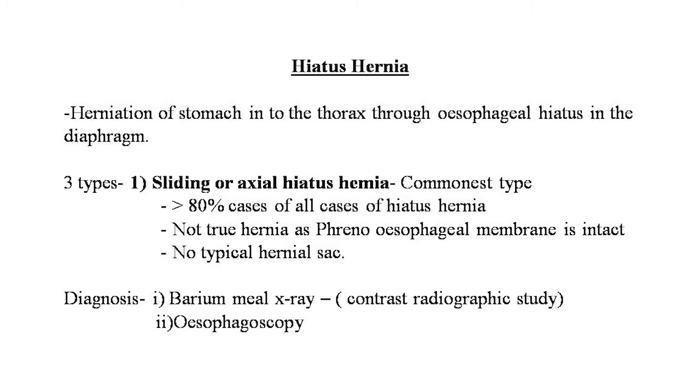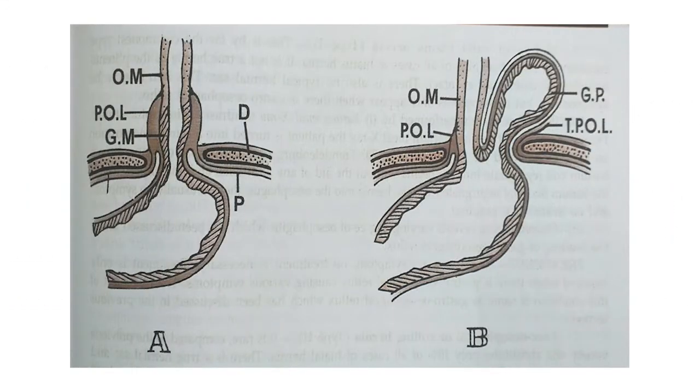How would it be diagnosed? Diagnosed by barium meal X-ray, by contrast radiographic study and by esophagoscopy. Now the diagram. Diagram A shows the sliding hernia in the diaphragm, and the second is a paraesophageal hernia, meaning the herniation of the stomach is parallel to the esophagus. OM means esophageal mucosa, GM means gastric mucosa, POL means phrenoesophageal ligament, D for diaphragm, P for peritoneum and TPOL means torn phrenoesophageal ligament.